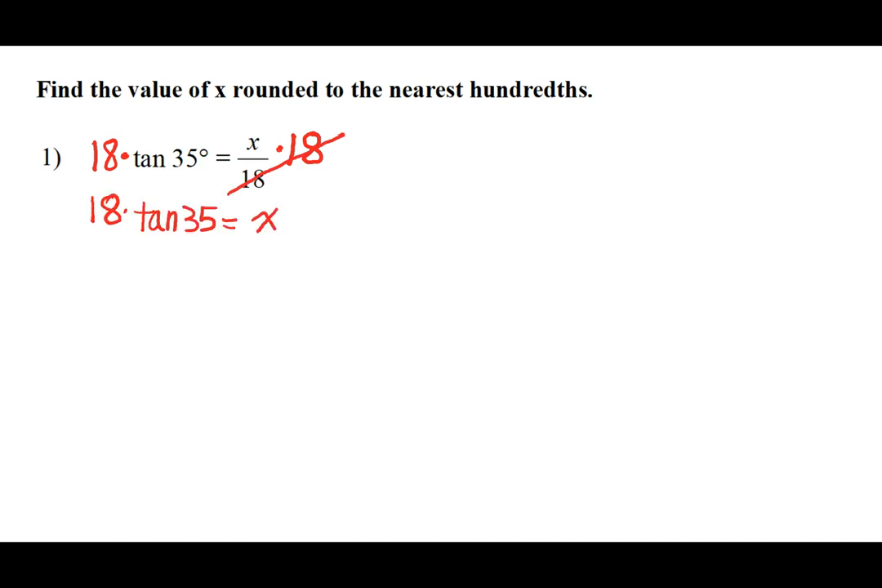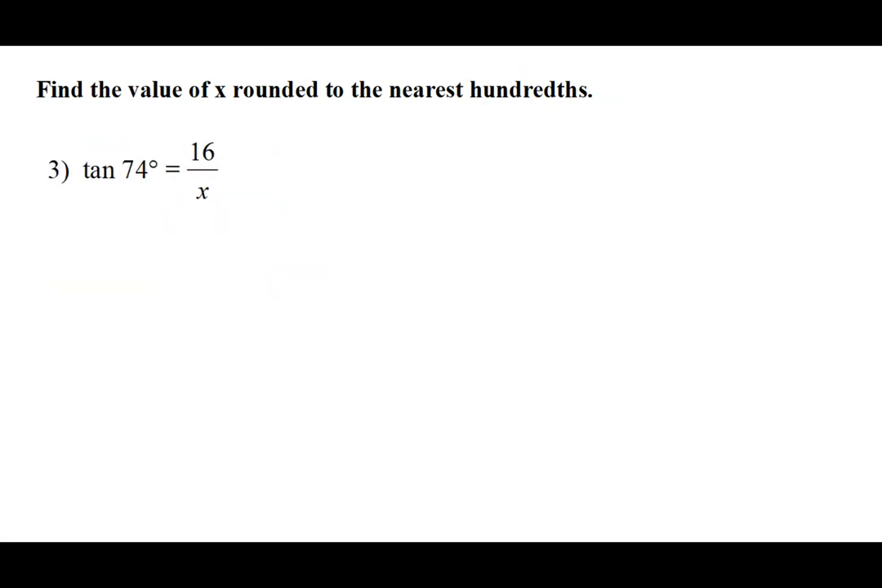And you get just x by itself on the right side, and you have 18 times tangent of 35 on the left side. So type that in the calculator and you get a big number, but because it's the hundredths place, you only keep the two numbers after the decimal point. And please note that the number after the 60 is 3, so 3 doesn't make it go up, so it's just going to stay as 60.